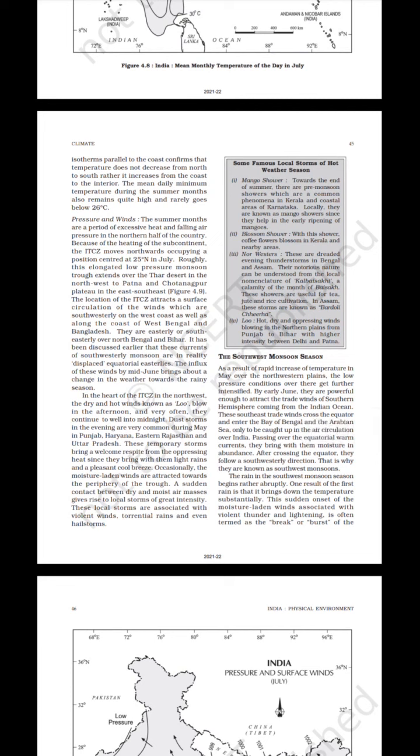Passing over the equatorial warm currents, they bring with them moisture in abundance. After crossing the equator, they follow the southwesterly direction. That is why they are known as southwest monsoons.